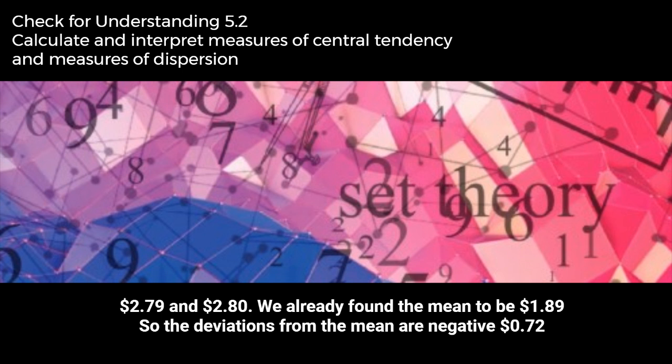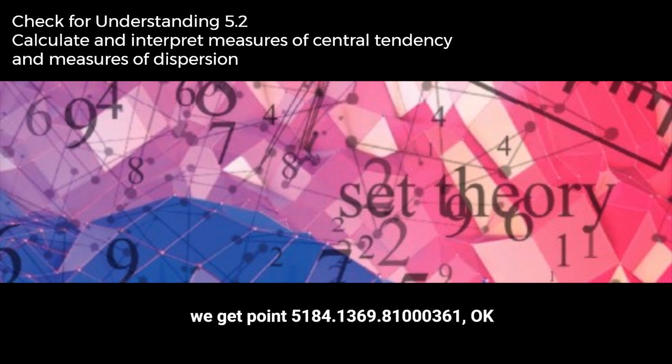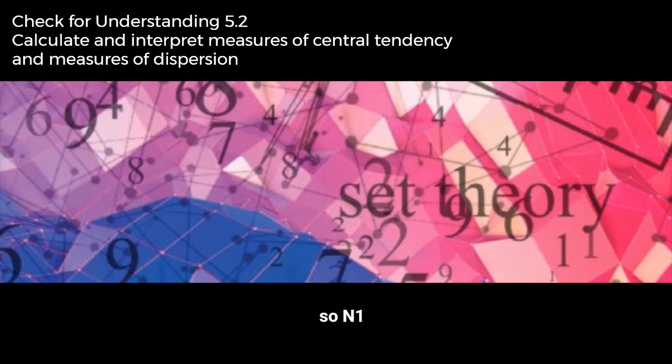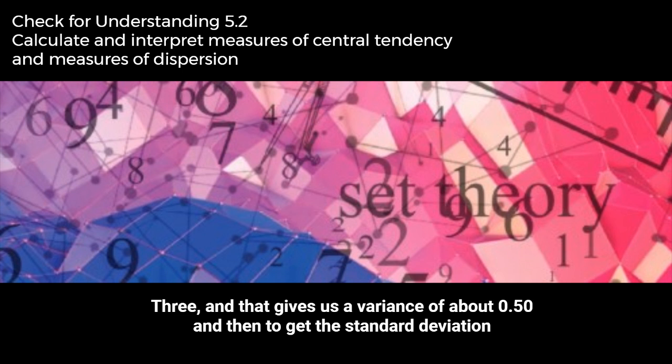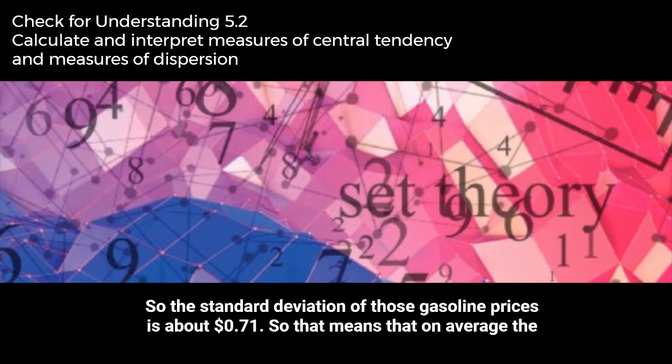So the deviations from the mean are -$0.72, -$0.37, $0.90, and $0.91. Right, and if we square each of those deviations, we get 0.5184, 0.1369, 0.81, and 0.8281. Okay, and then if we add all those squared deviations together, we get about 1.5, and we divide that by 3 because we have 4 data points, so n-1 is 3, and that gives us a variance of about 0.50. And then to get the standard deviation, we take the square root of 0.50, which is about 0.71. Okay, so the standard deviation of those gasoline prices is about $0.71.